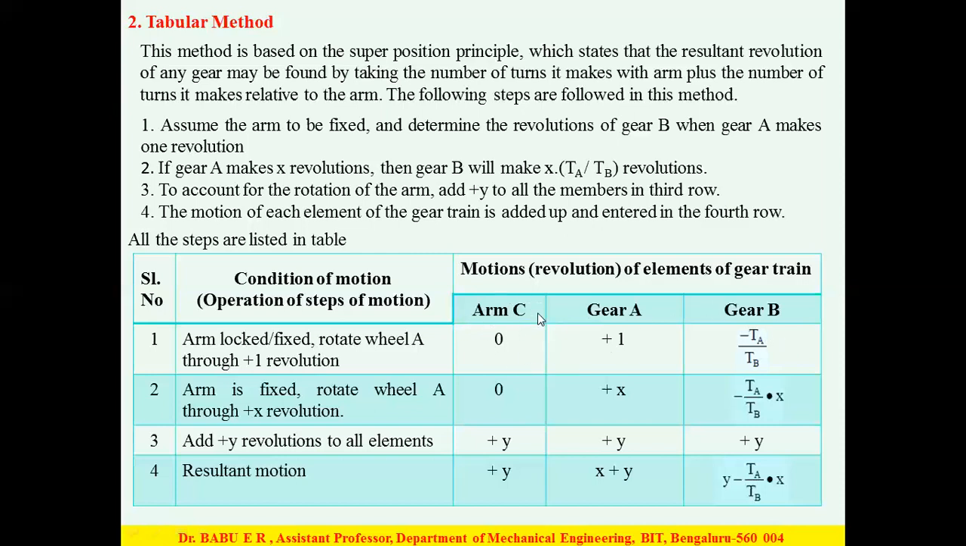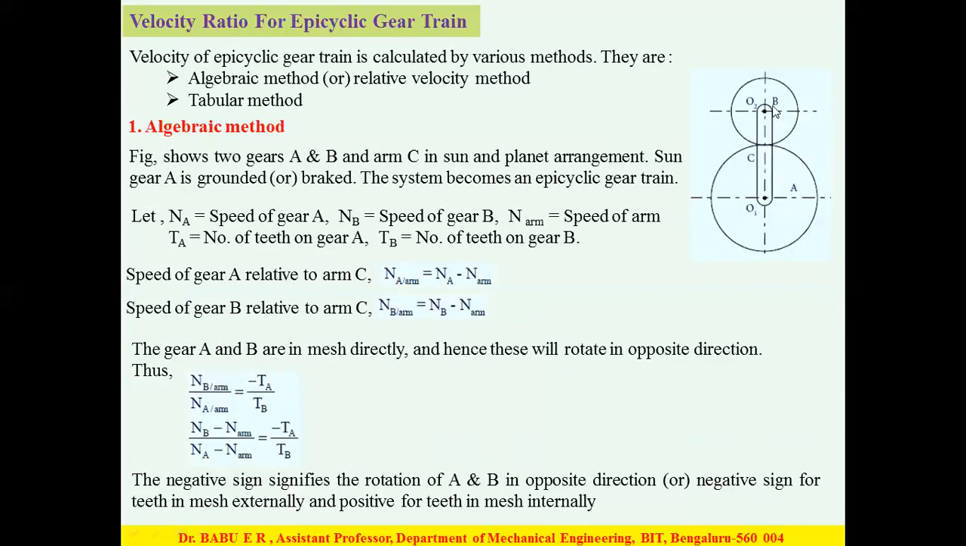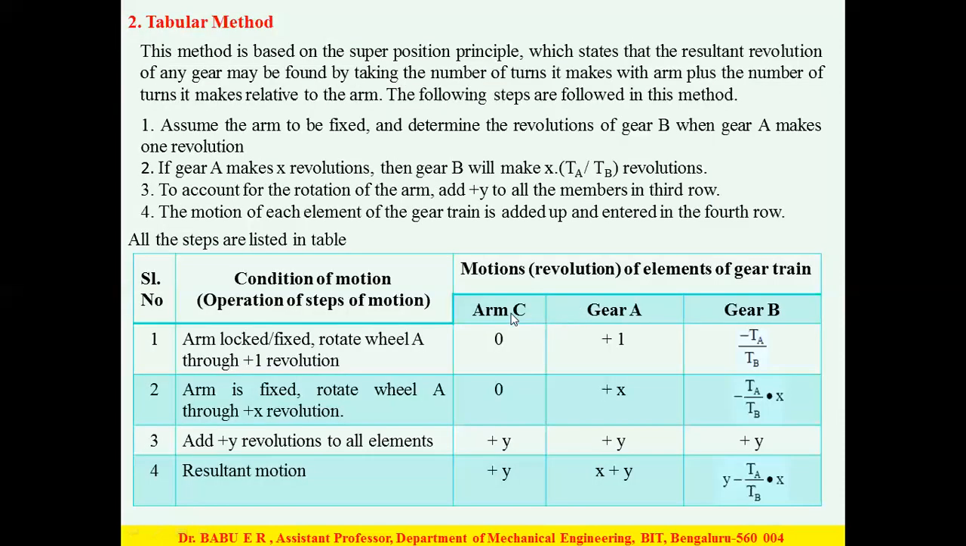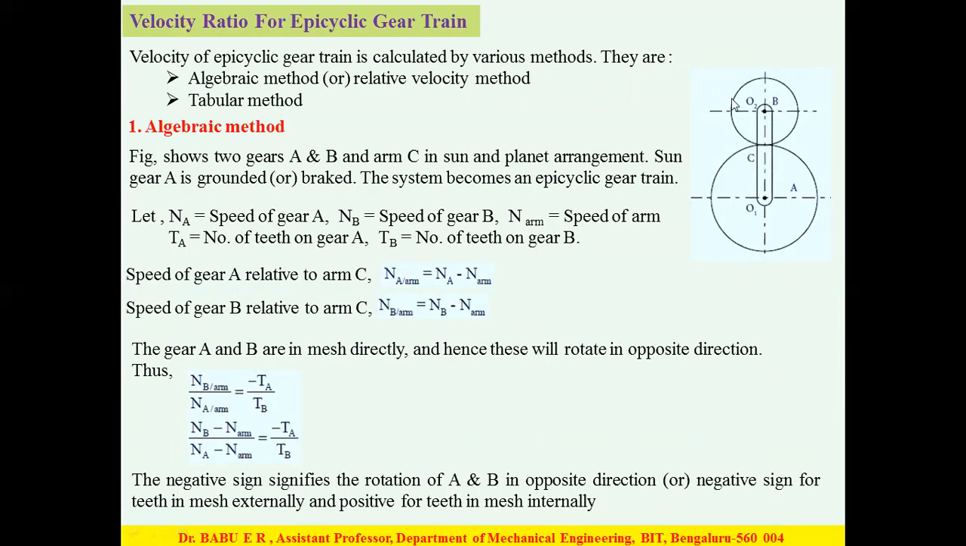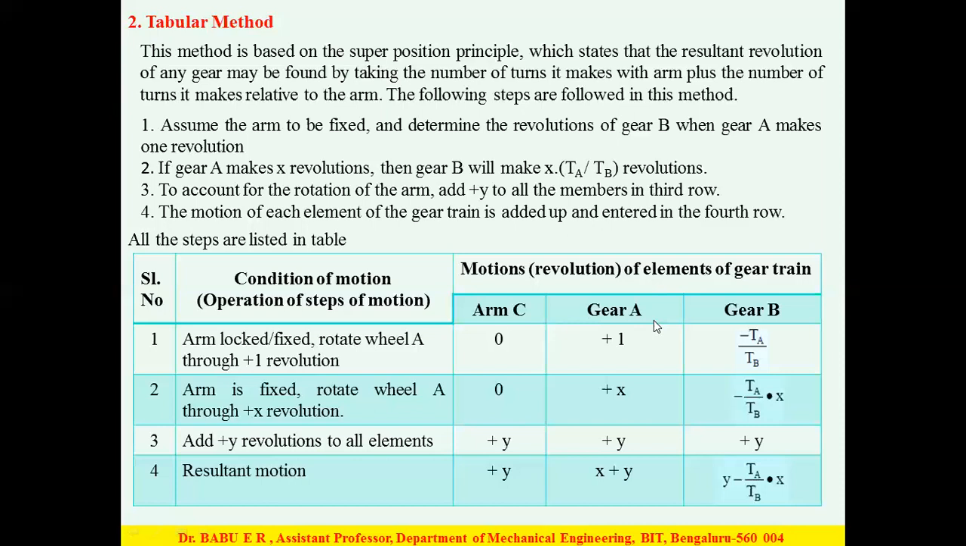First you have to represent the arm. So we have arm C and the gears. How many gears are there here? We have only two gears, gear A and gear B. So represent gear A and gear B. This you have to represent based on the configuration diagram.